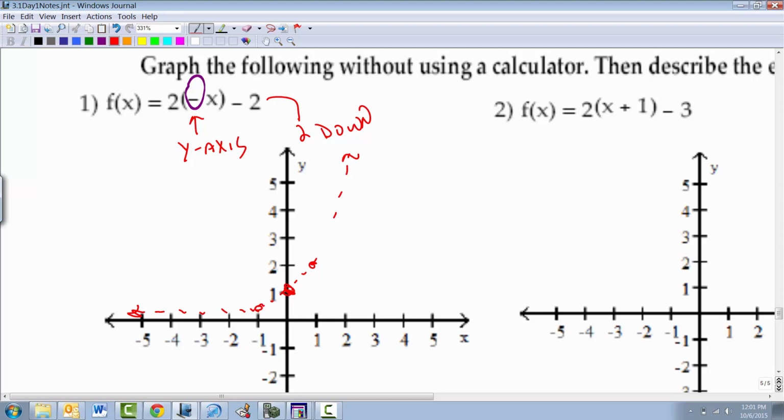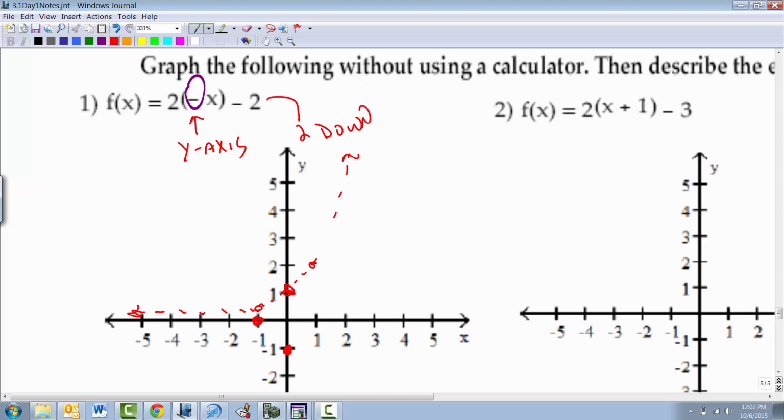But who else goes 2 down? Reflect it over the y-axis, but then go 2 down. Okay, so who else goes? Oh, I'm sorry. This is a horizontal. And then, so who moves 2 down? I feel like I did something wrong there. 1, 2. Okay, so reflect over the y-axis and then go 2 down.